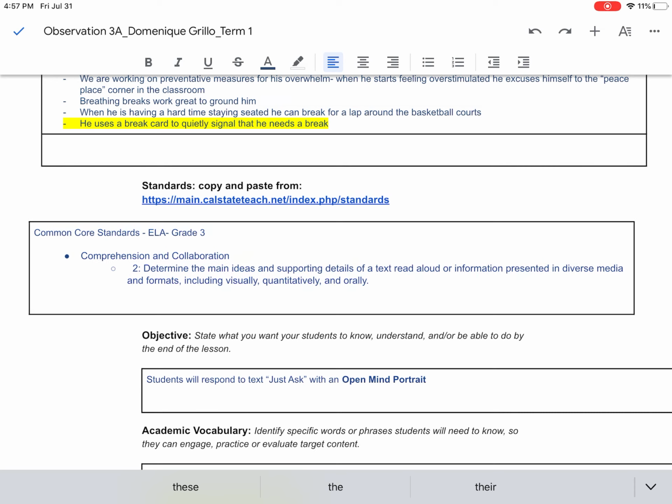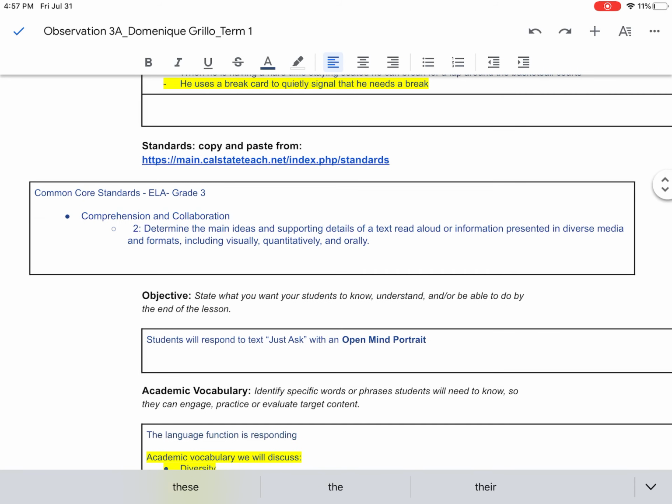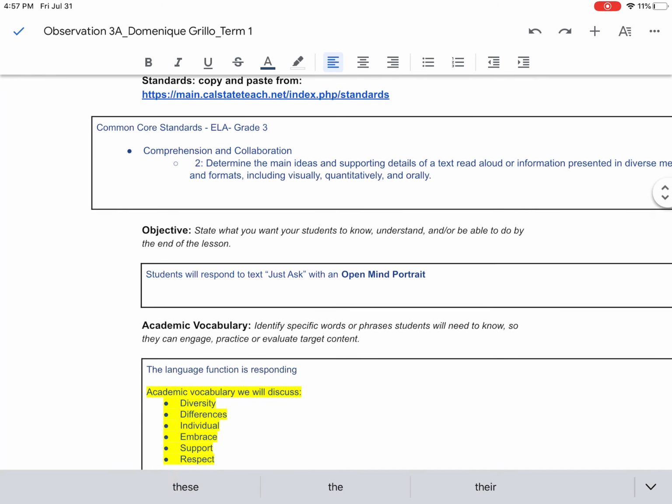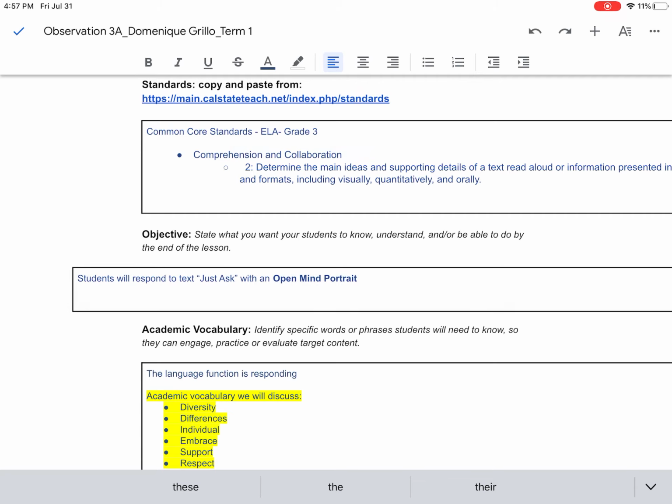The standards that we are covering with this lesson are Common Core Standards, English Language Arts, Grade 3, comprehension and collaboration: determine the main ideas and supporting details of a text read aloud or information presented in diverse media and formats, including visually, quantitatively, and orally. I like that it said diverse media and formats because that's what we're doing with this open mind portrait. So the objective: students will respond to the text with an open mind portrait. So they're going to use that activity.